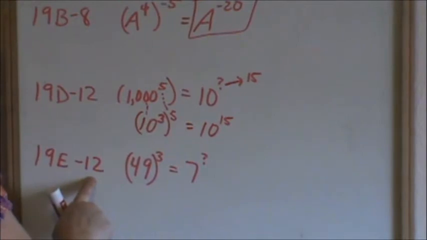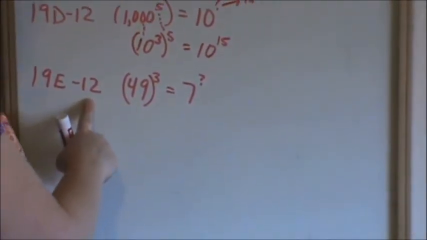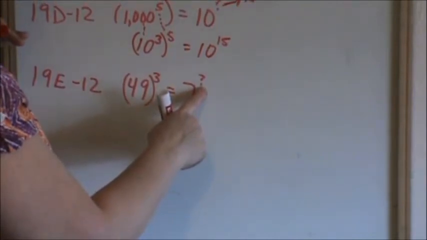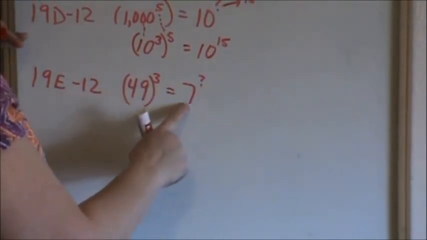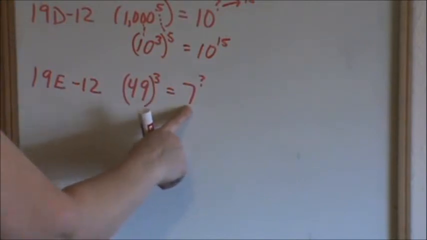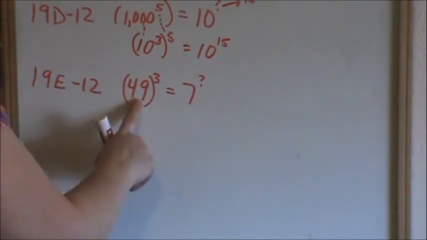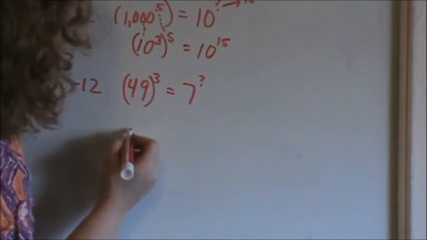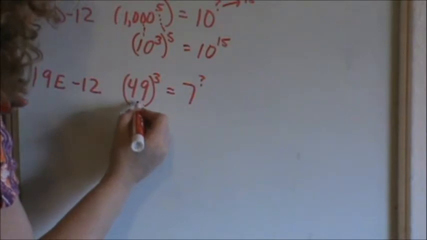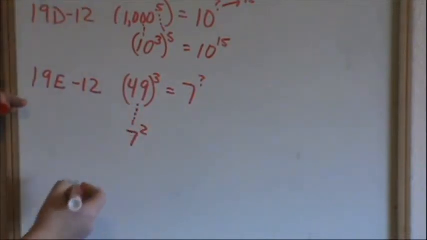Look at 19e, number 12, same kind of problem. 49 to the 3rd equals 7 to the what? Okay, we're looking for the question mark. We need to put these in the same base. This is a base of 7, so we need to put 49 into a base of 7. So we say 7 to the what equals 49? 7 squared. Okay, 7 squared equals 49.